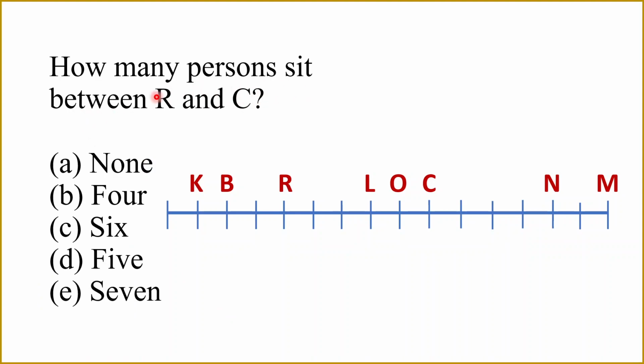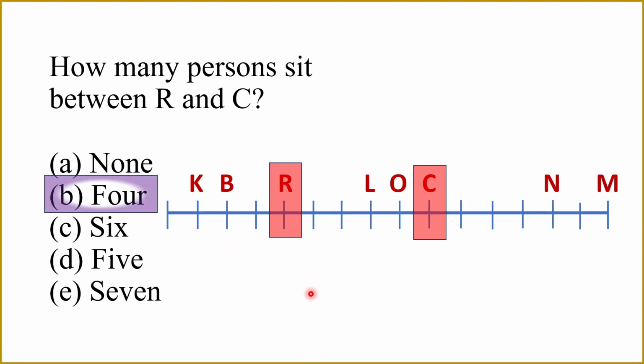How many persons sit between R and C? Let me first highlight R and C for you, students. Now let's count 1, 2, 3, and 4. There are 4 people sitting between R and C. So the answer for this should be option number B, 4. Let's check the answer. See, we got the correct answer again. Now let's move on to the next question.